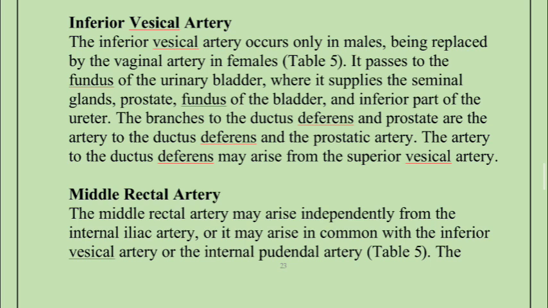So the artery to the ductus deferens, which is a branch from the inferior vesical artery, supplies the prostate and the ductus deferens, and the prostatic artery supplies the prostate. Then the artery to the ductus deferens supplies the ductus deferens. Both branches come from the inferior vesical artery.